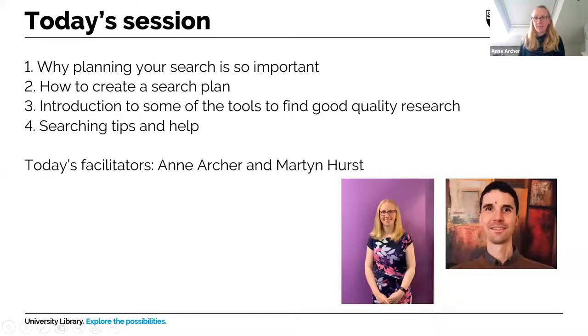My name is Anne Archer, so it's really nice to meet you. And this is my colleague, Martyn Hurst, and we work in the liaison library team. We're based in the Philip Robinson Library, and we help support students in finding, evaluating and managing information for your studies. You can come and see us and make one-to-one appointments with us, and you might see us out and about in teaching. Martyn's really involved in leading lists as well. So he'll talk a bit more about that later.